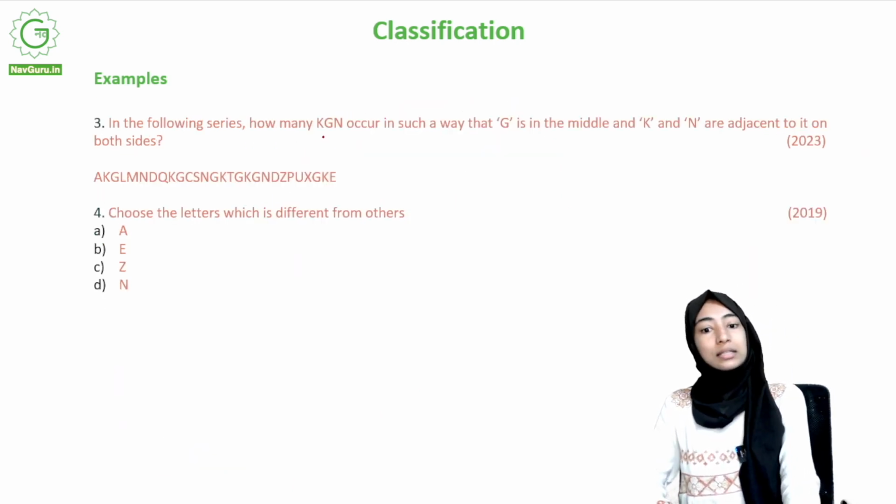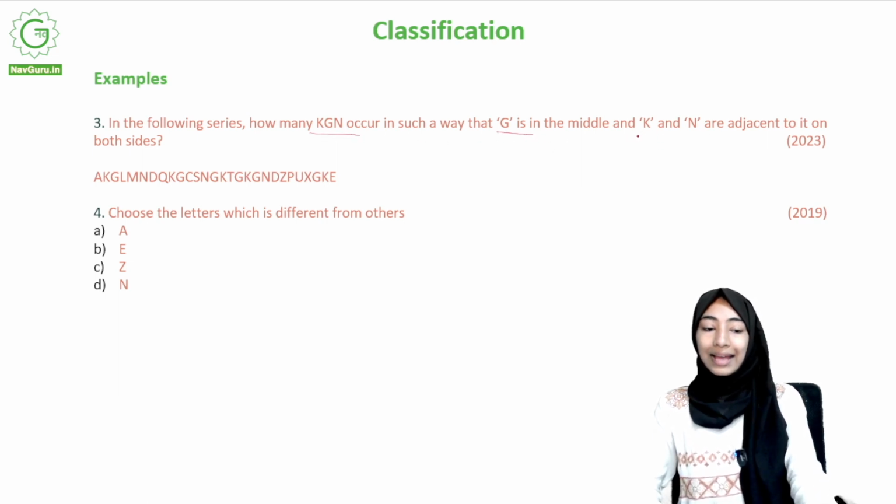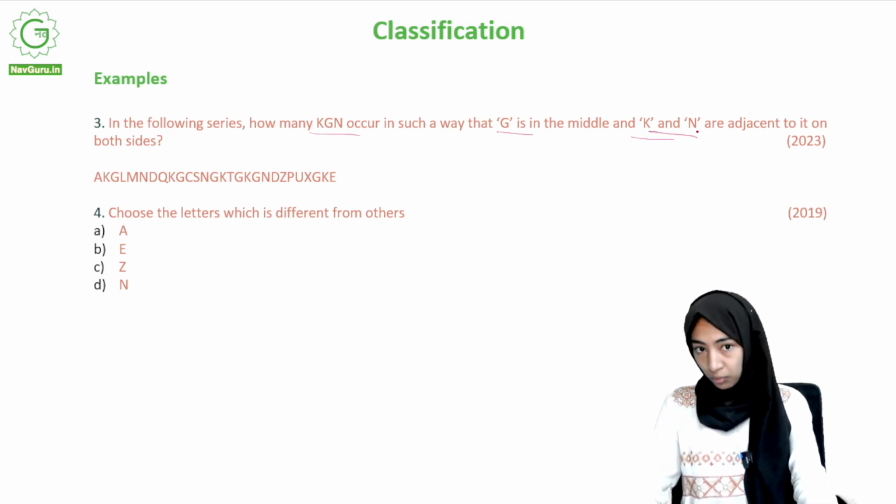In the following series, how many KGN occur in such a way that G is in the middle and K and N are adjacent to it on both sides?